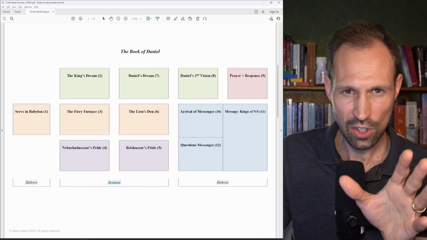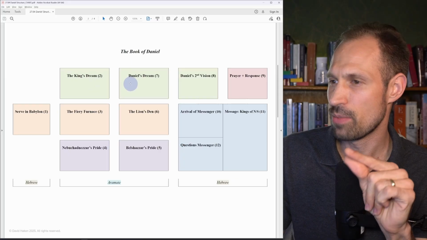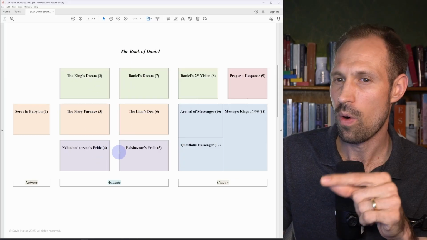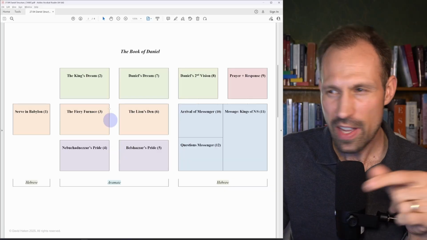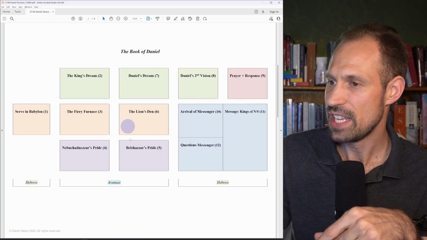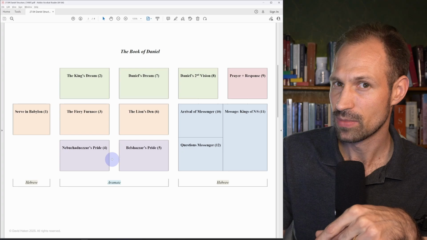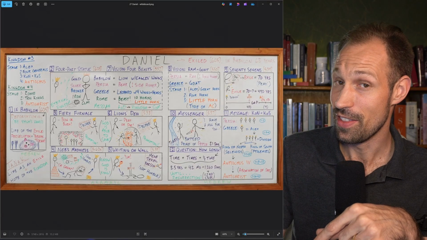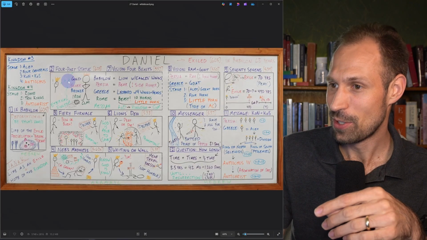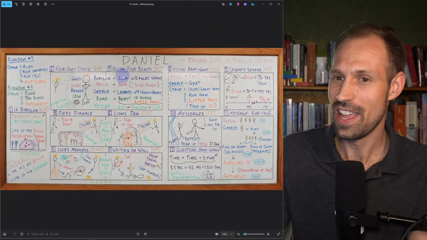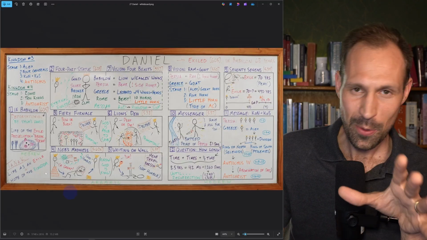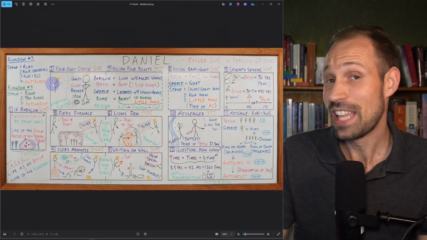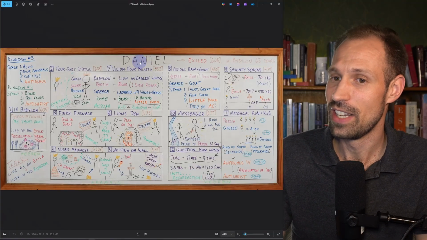Now, our Legos tell us that chapter 2 matches chapter 7, 3 and 6, 4 and 5. Can you think of any parallels between these chapters? Well, does this help? We got chapters 2, 3, 4, 5, 6, and 7. I threw this diagram together for a class that I teach on the book of Daniel.